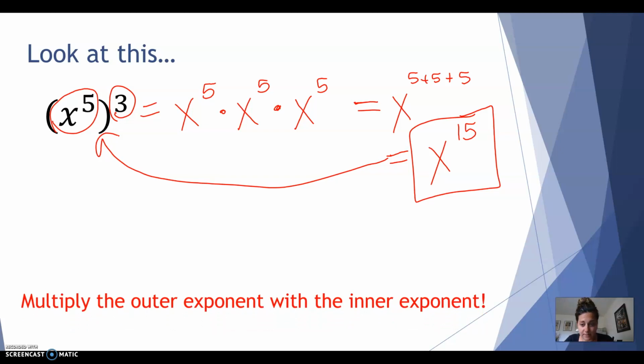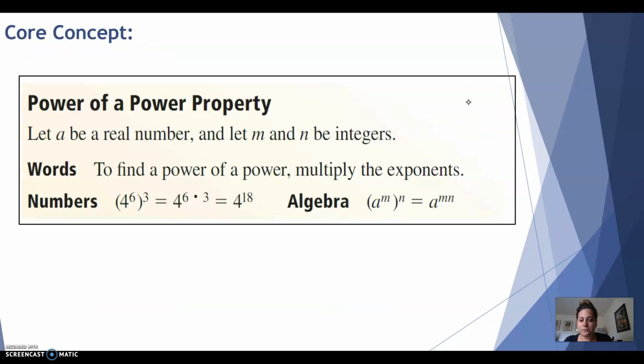So it's extremely easy. Now, if you forget this property, all you have to do is expand it like I did right here. So you have x cubed, which means you had 1, 2, 3 of those, and then you just added all the 5s and you got your 15. Okay, so it's very easy, but I'm going to take it a step farther in a few minutes. So pretty much this is the property. If you look at this problem right here, you have the 6 and the 3, so you multiply your outer and inner, and it would become 4 to the 18th.